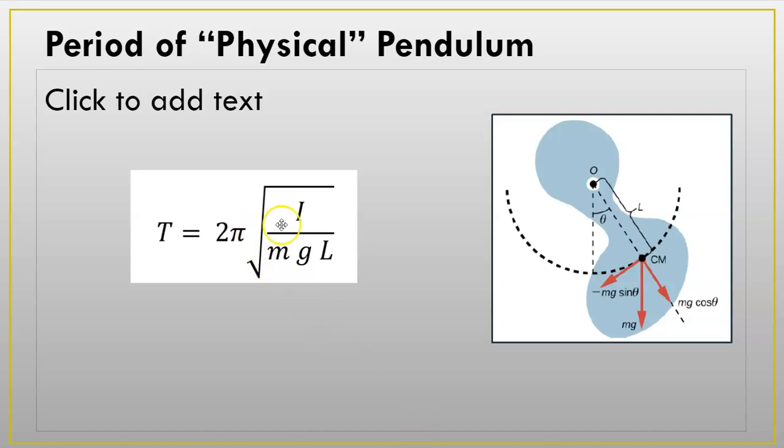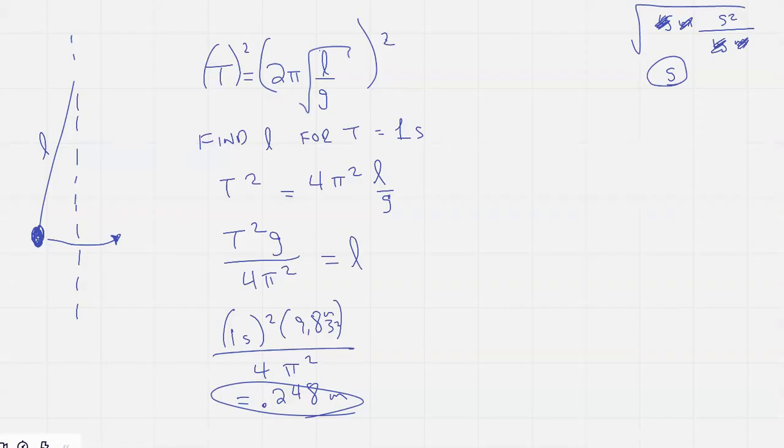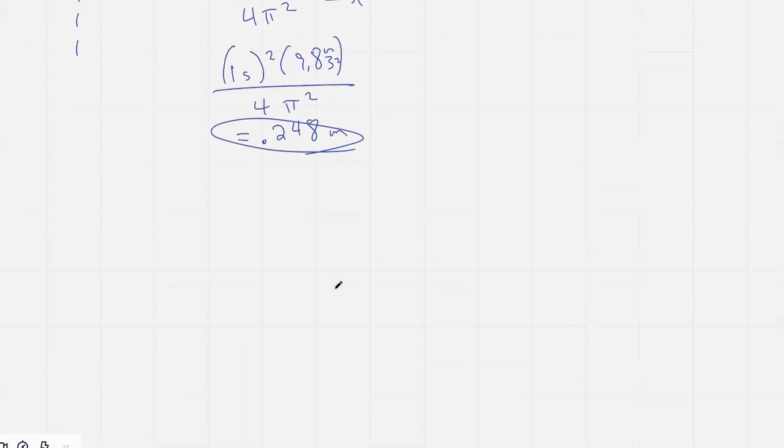All right, you'd have to know I, being the moment of inertia of this whole thing. That makes sense since it's going to rotate. How hard is it to rotate, right? That's what I does for us. I'd need to know the mass of the whole thing. I'd have to know L, the length, the distance from the nail to the center of mass right there. All right. So, T equals 2 pi square root I over MGL.